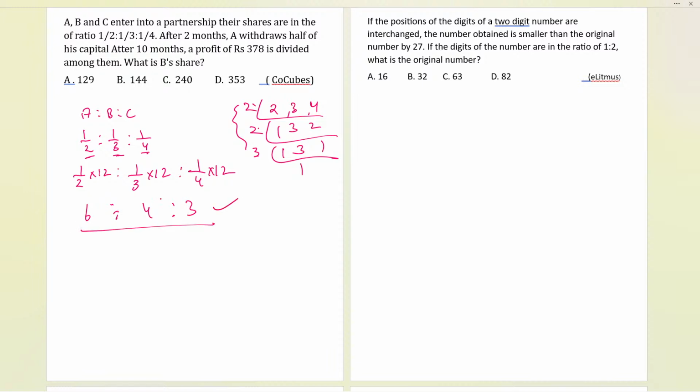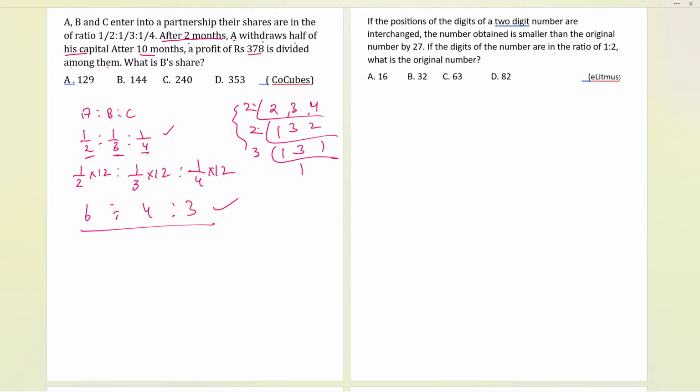This is now the same ratio. 1/2 is to 1/3 is to 1/4, or we can say 6 is to 4 is to 3. These are the same things. Now after 2 months, what happened? After 2 months, A withdraws half of his capital. After 10 months, a profit of 370 is divided among them.